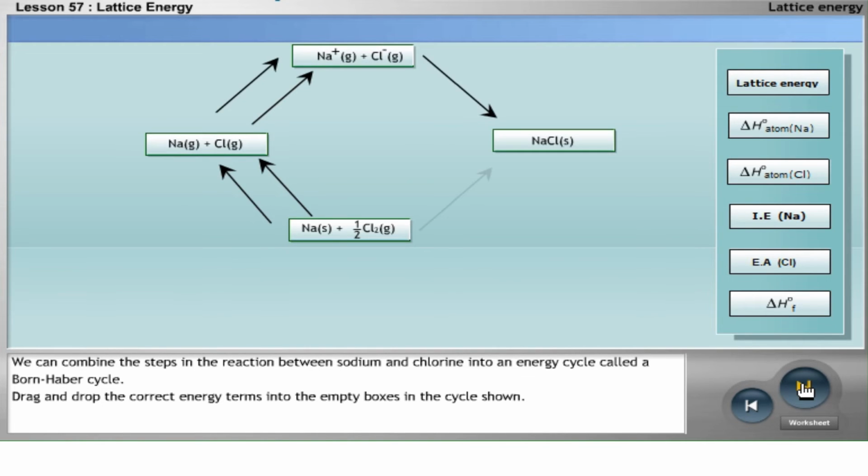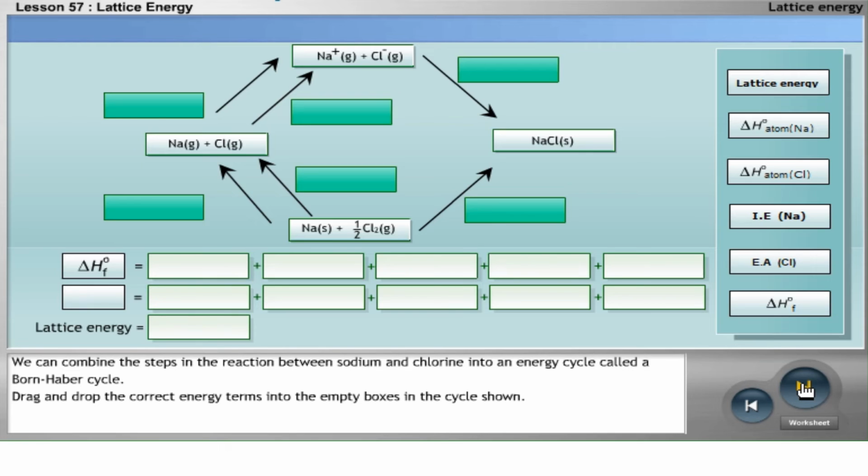We can combine the steps in the reaction between sodium and chlorine into an energy cycle called a Born-Haber cycle. Okay, from sodium solid to sodium gas, atomization of sodium. From sodium gas to sodium ion, ionization energy. Chlorine, from chlorine molecule to chlorine atom, atomization of chlorine.